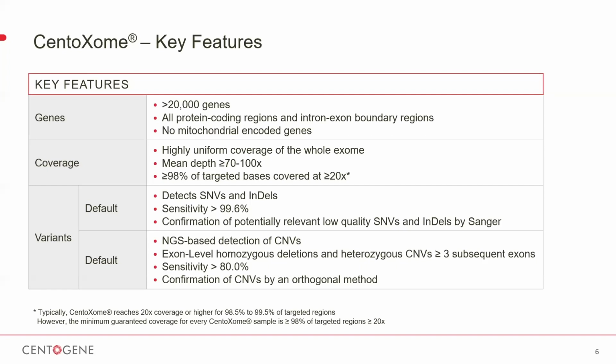Also, more than 98% of the target bases are covered more than 20x. For single nucleotide variants and indels, the sensitivity is more than 99.6%, and confirmation of low quality single nucleotide variants and indels is done via Sanger. For copy number variants, the resolution can be up to the level of an exon for homozygous deletions, and for heterozygous copy number variants more than 3 subsequent exons, with sensitivity more than 80%. Confirmation is done via an orthogonal method according to the size of the copy number variant detected, whether via MLPA, microarray, or qPCR.